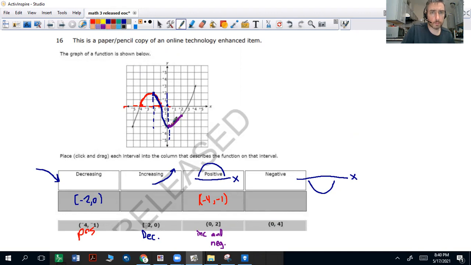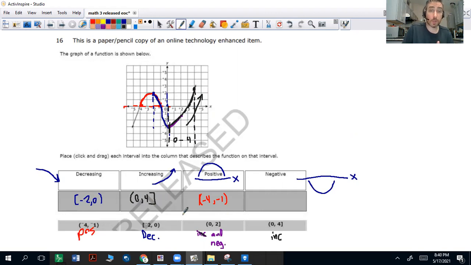0 to 4. 0 to 4. Now 4 is up here. Now this interval here, part of it's below the x-axis and part of it's above, but one thing I do know is the whole thing is increasing. But it's not negative because this part's above. It's not positive because that part's below. But the whole thing is increasing. So I can only say 0 to 4 is increasing.